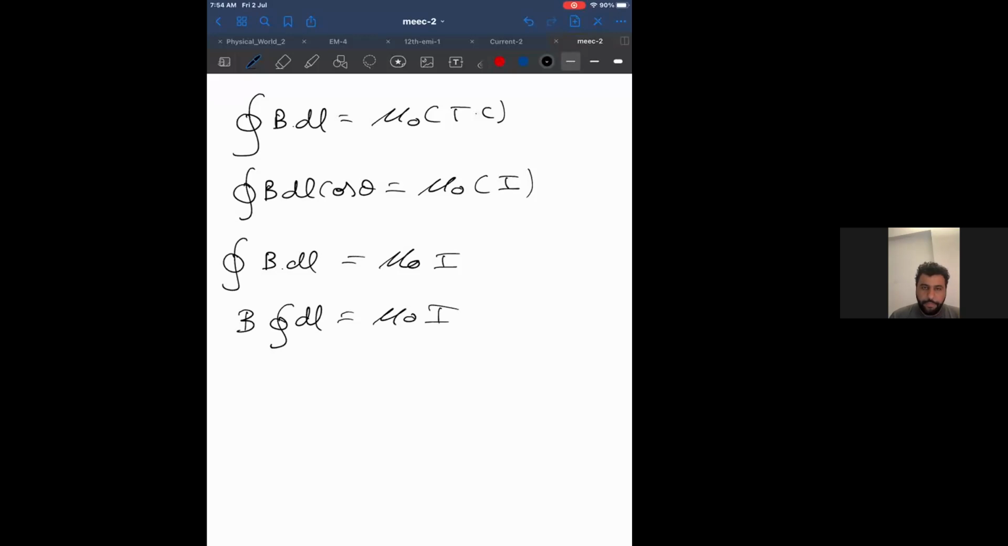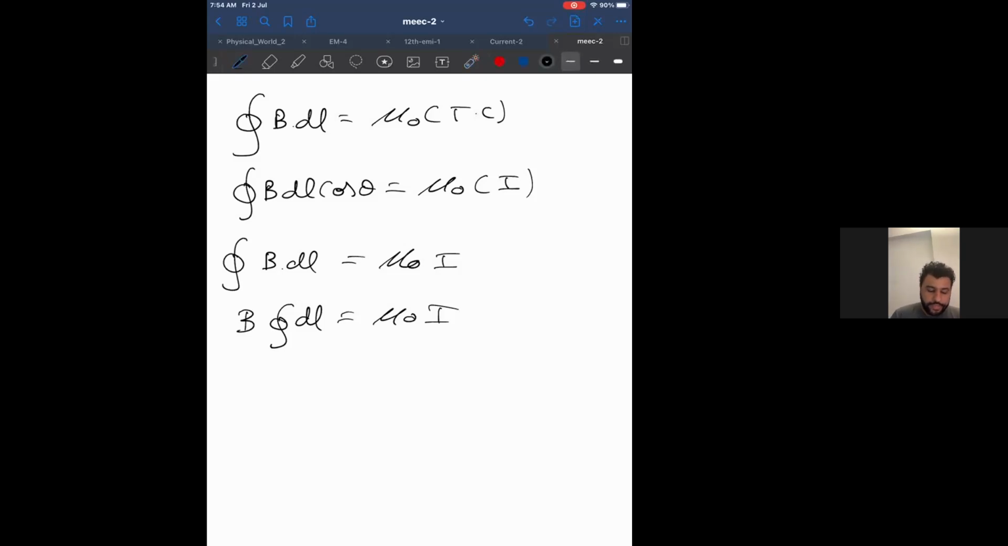Now, what is the complete integration of small length? Complete integration means if I combine all the small lengths, I will get the total length. Do you agree? Can I say the integration of all the small lengths will be the complete length? Now, what is the complete length of a circle? 2 pi r. Circumference, correct. The complete length of a circle is nothing but the circumference of a circle.